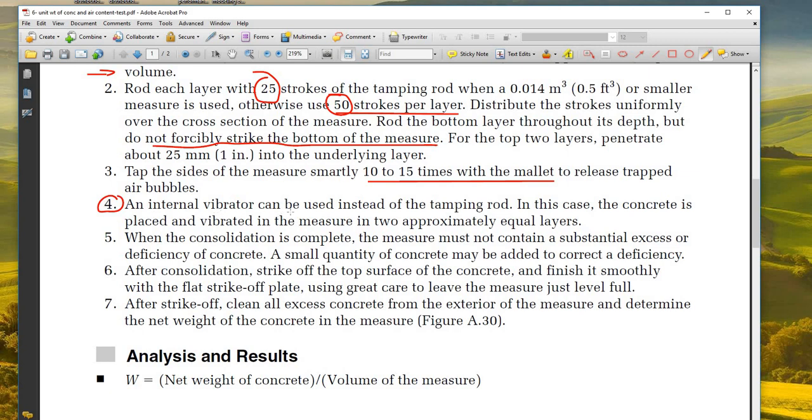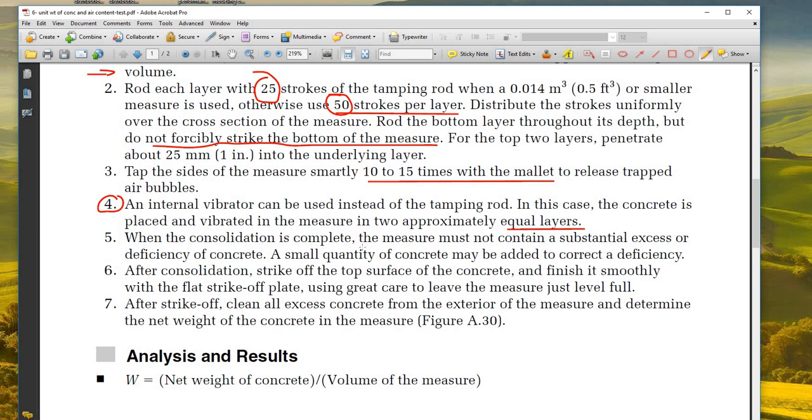And number 4, an internal vibrator can be used instead of the tamping rod. In this case, the concrete is placed and vibrated in the measure in 2 approximately equal layers. So if we use the vibrator, this is the difference: we're not going to make 3 layers as in the case of the tamping rod.